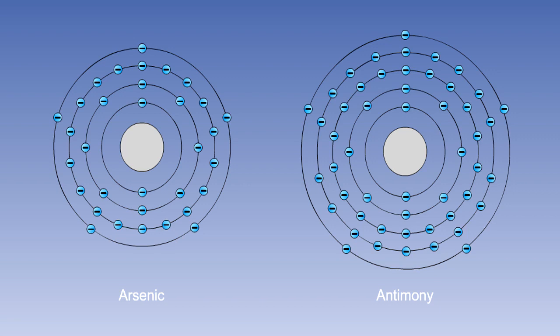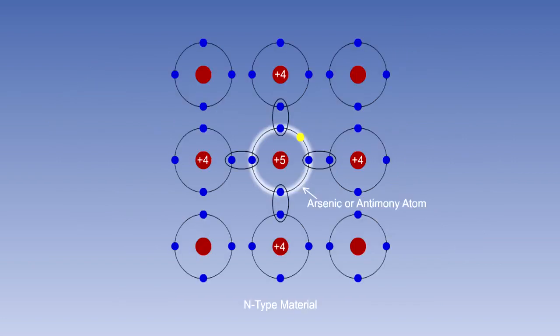In N-type doping, antimony or arsenic is added to the semiconductor material in small quantities. Antimony and arsenic each have 5 outer electrons. So when they get into the silicon or germanium lattice, the 5th electron has nothing to bond to, so it's free to move around.